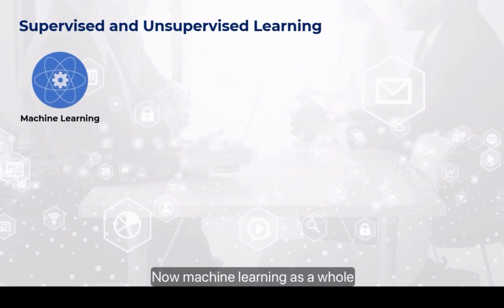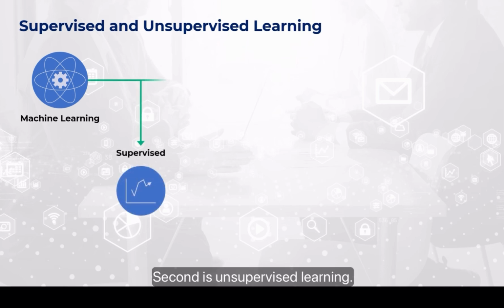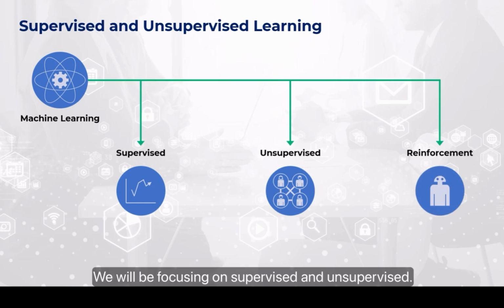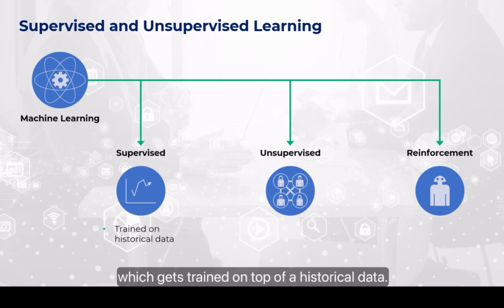Now, machine learning as a whole is divided into three parts. First is supervised learning, second is unsupervised learning, and third is reinforcement learning. We'll be focusing on supervised and unsupervised. Supervised learning is that category of machine learning which gets trained on top of historical data.